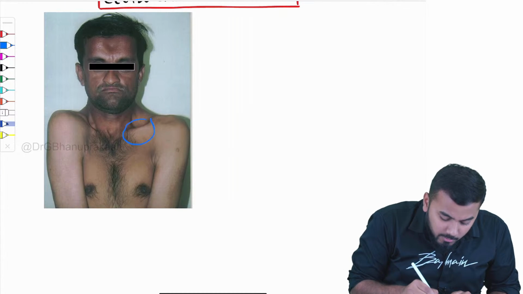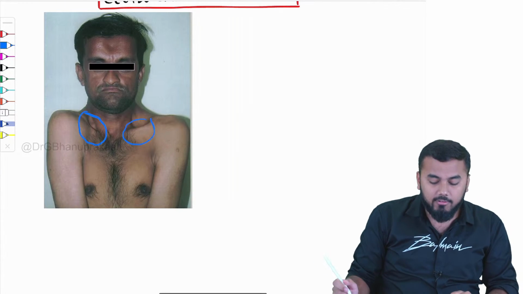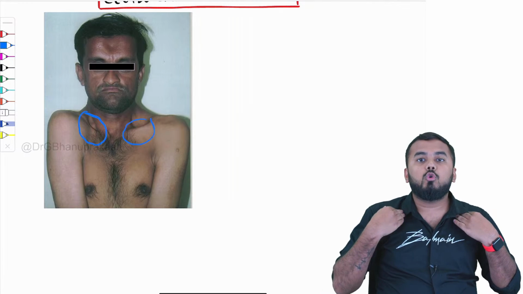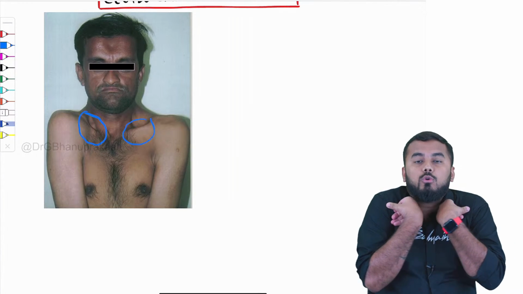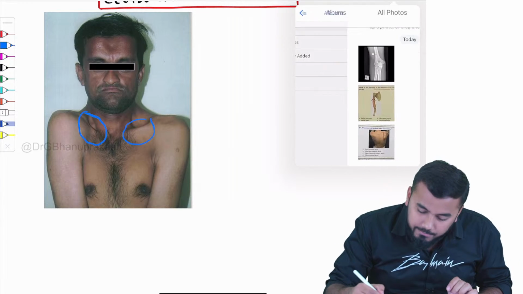No. Even there is a little bit of defect in the left clavicle, but I don't want to confuse you by showing that. The right clavicle is completely underdeveloped. When there is no clavicle, the shoulders cannot be spread wide like this. When there is no clavicle, the shoulders will come close to each other. You know why the shoulders come close to each other? Let me show you another picture.